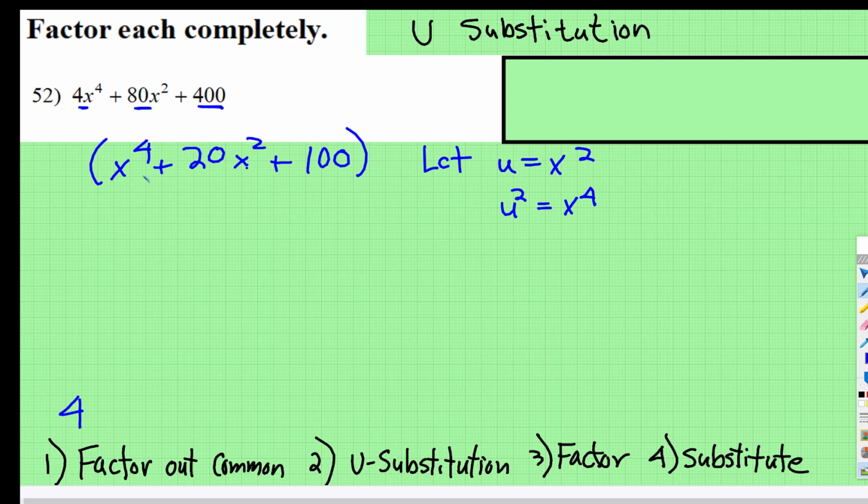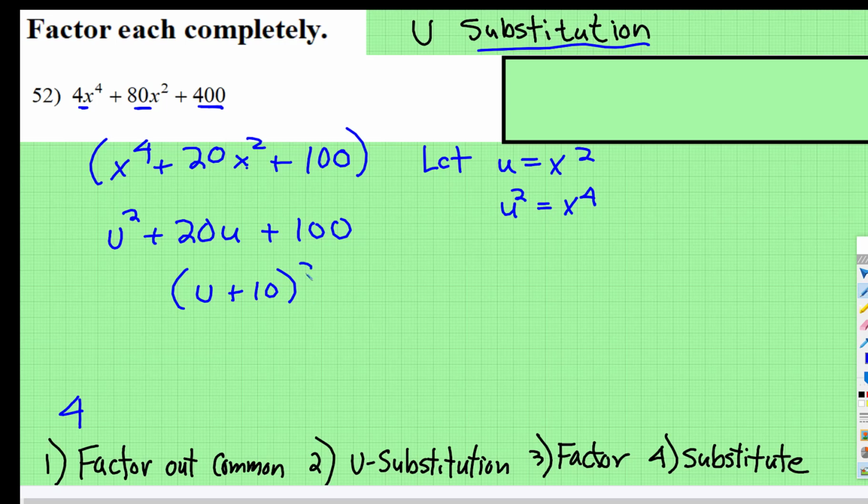So now we can substitute x to the 4th. We can rewrite now as U squared plus 20U plus 100. And then this is a perfect square trinomial, which factors to a binomial squared. And then in this case, we're not solving.